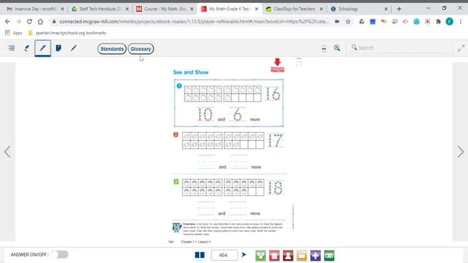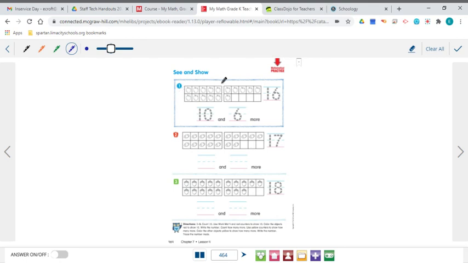Well, this should look very familiar because we did exactly the same thing yesterday with numbers 11 to 15, and today we're going to work with numbers 16 to 19. So let's just jump right in. If you would have page 464 in front of you, you'll be able to follow along with the lessons and we'll be able to do this together. So let's take a look at the first example, number 1 up here.